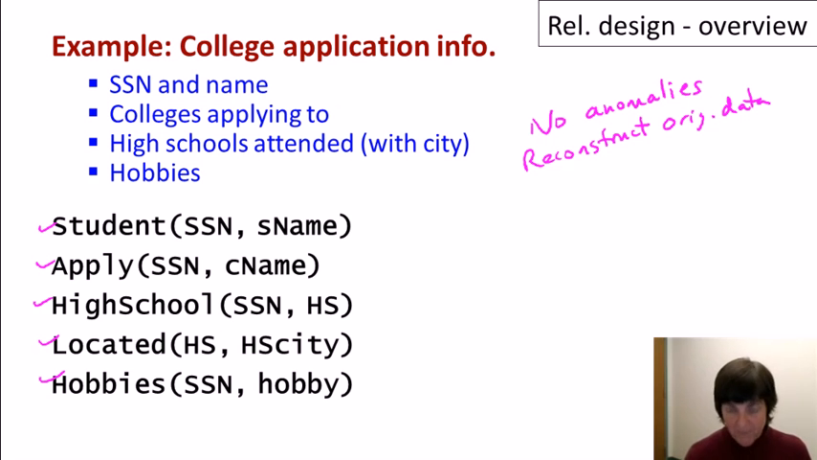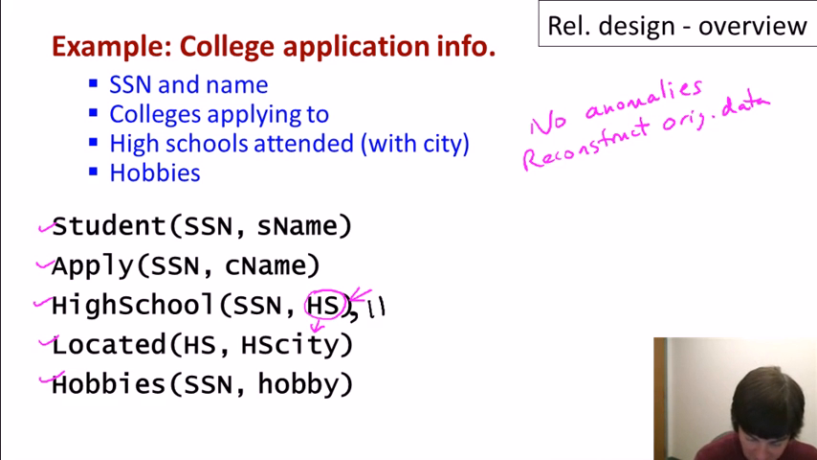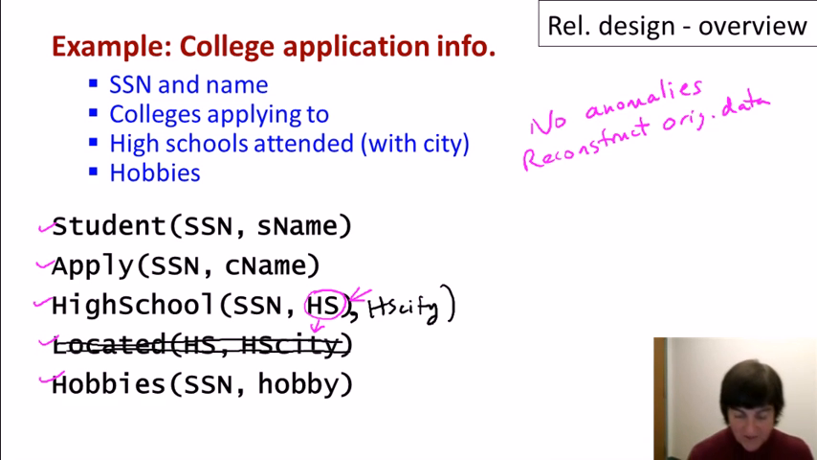Now let me mention a couple of modifications to this design that might occur. Let's suppose, for example, that the high school name alone is not a key. So when we break up the high school name and high school city, we no longer can identify the high school. In that case, the preferred design would be to move the high school city up here. So we'll have that together with the high school name, and then we don't need this relation here. And actually, that's a fine design. It does not introduce any anomalies.